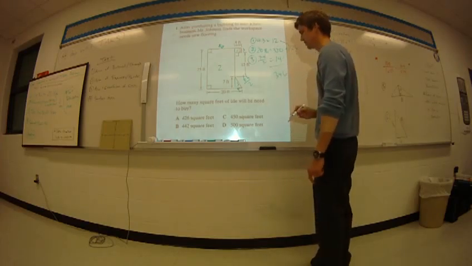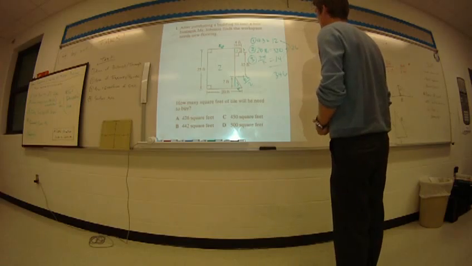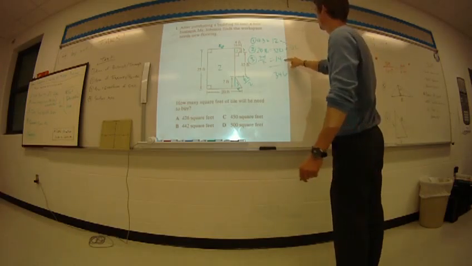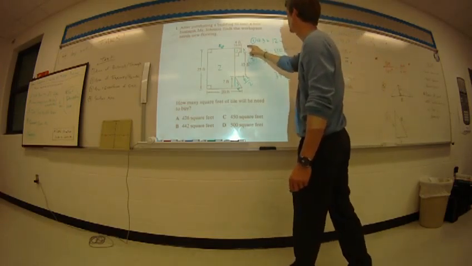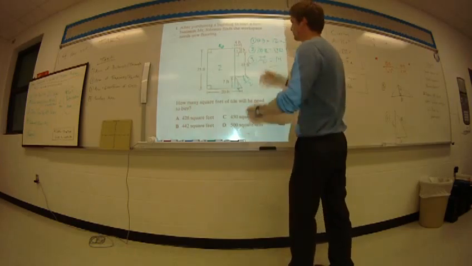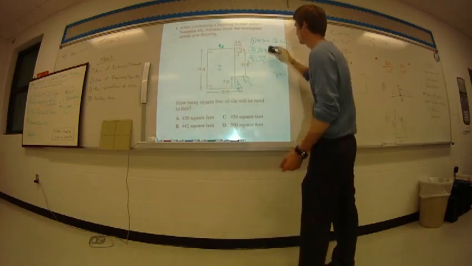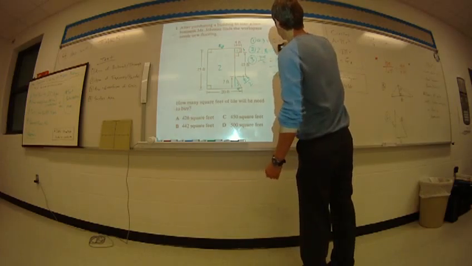So your answer is not there. Let's figure out what I did wrong. 12 and 14 is 26, right? 4 times 3 is 12. 20. That's not 20. That should be 25. My bad, guys. Anybody catch my mistake there?